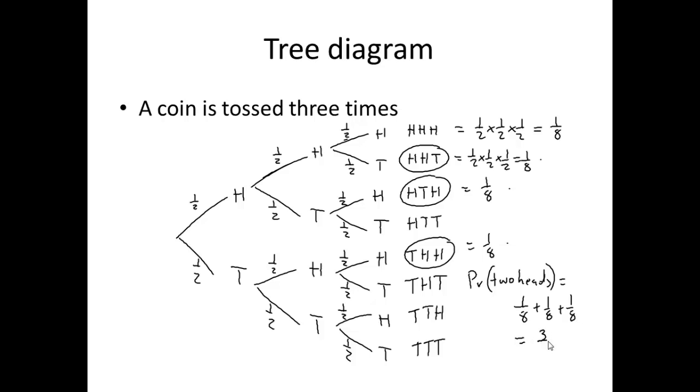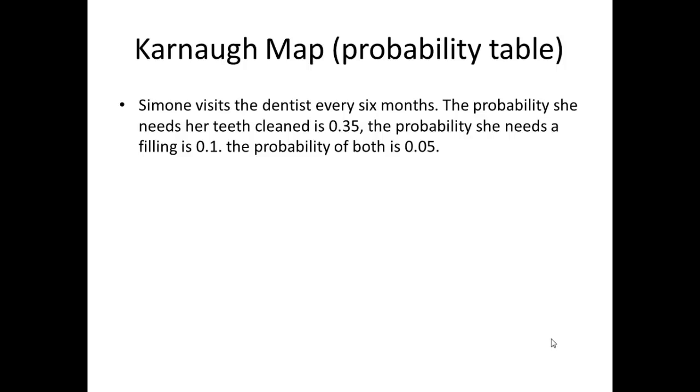Which is 3/8. Okay, now we want to talk about a Karnaugh map or a probability table.